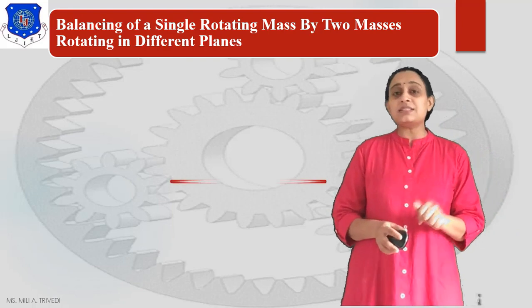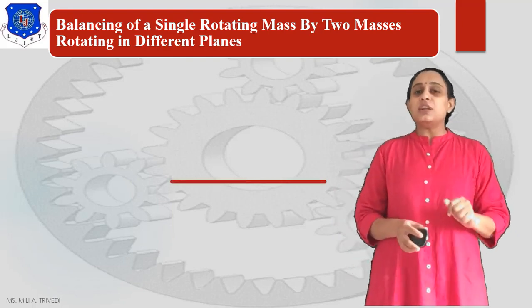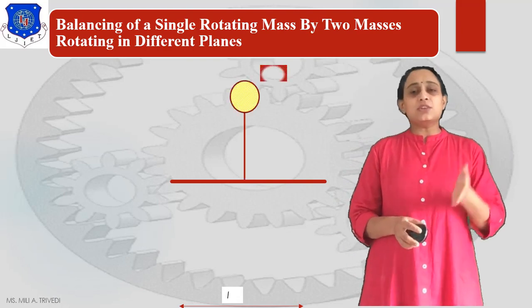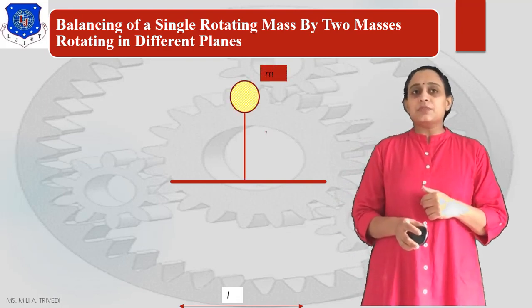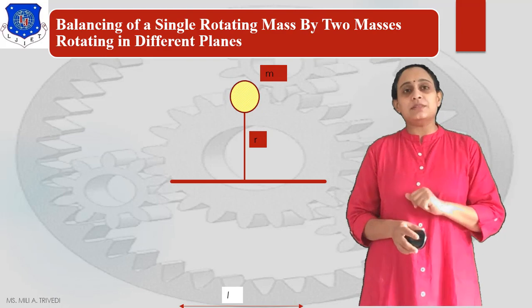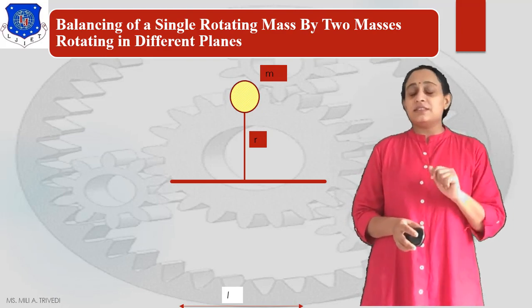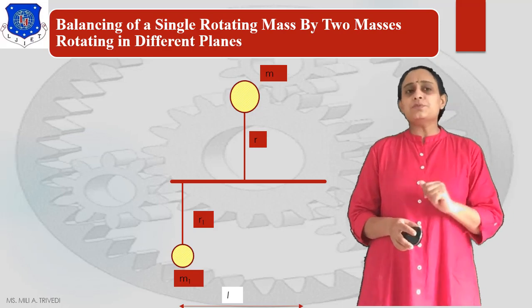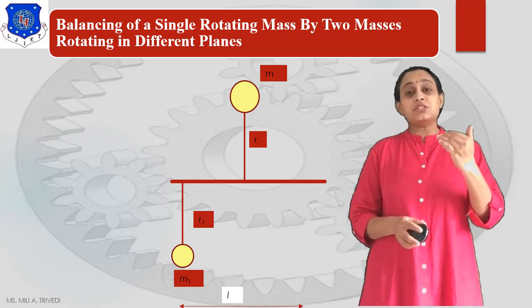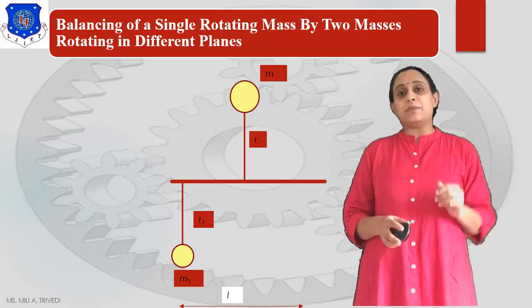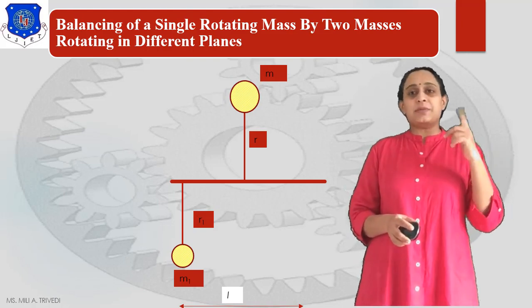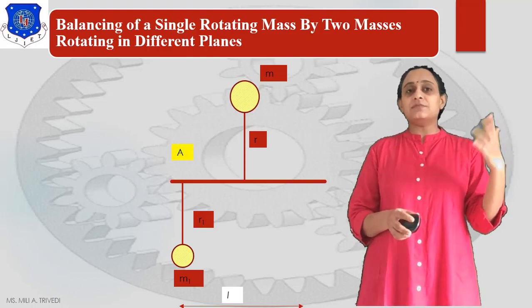Now let us have another theory: balancing of a single mass by two different masses. Let us assume there is a shaft, and a mass is rotated on this shaft. This mass is m at a radius r. Now assume there is another mass which needs to balance this disturbing mass m at radius r. The first balancing mass is m1 at radius r1.